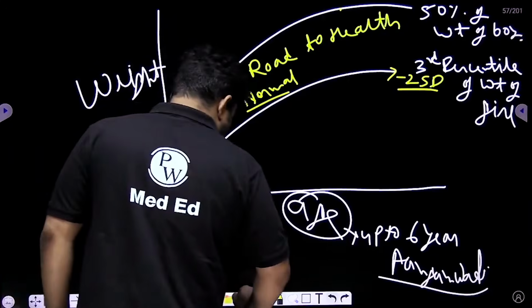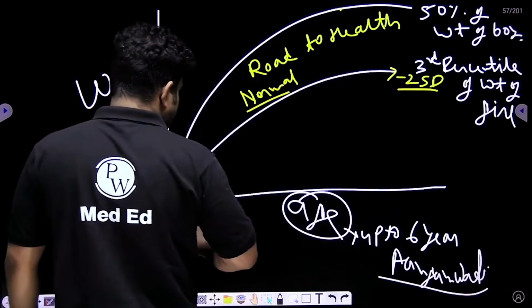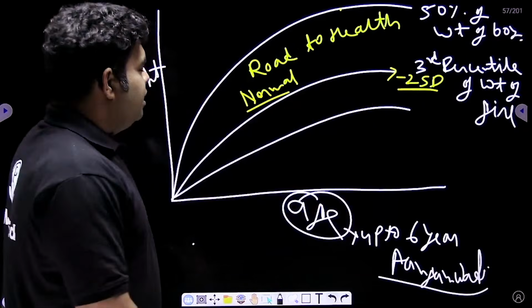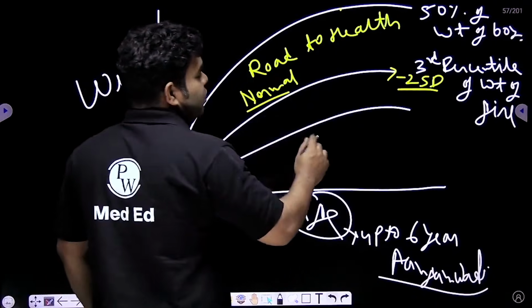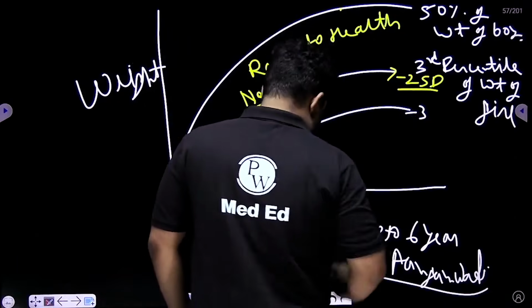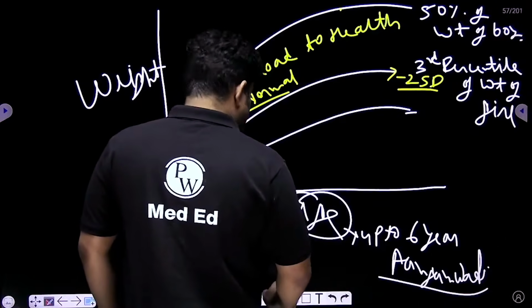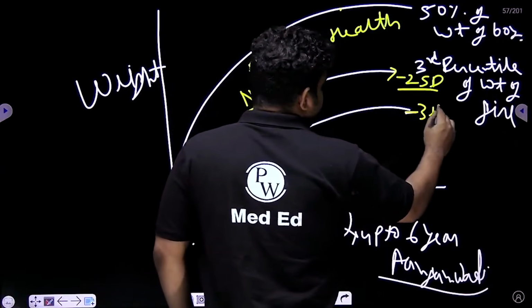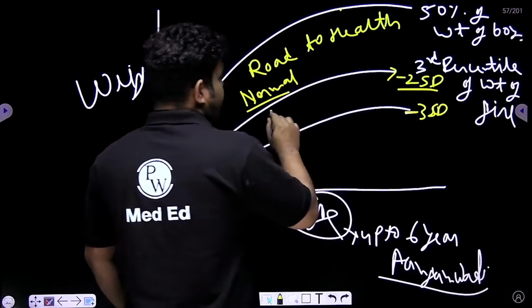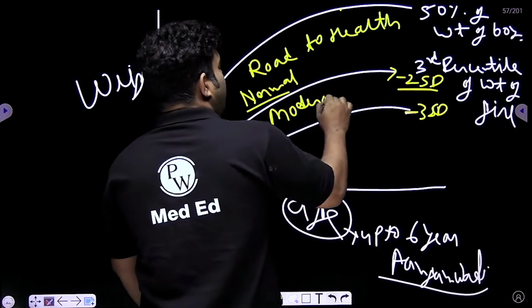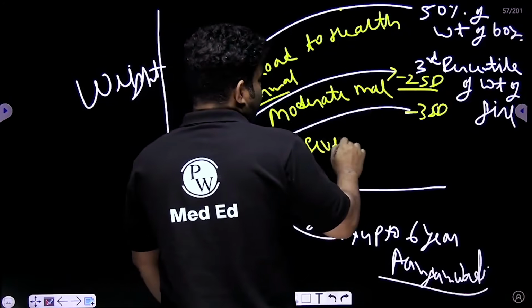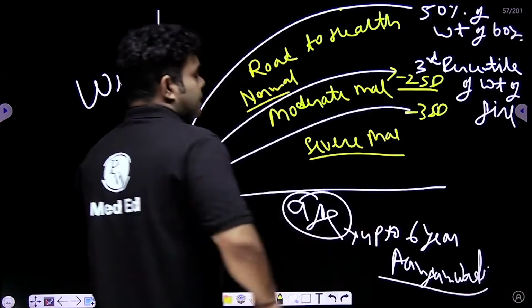If the growth, they have asked this question in NEET already, that if the growth is between second and third line, will you call it mild malnutrition or moderate? So between second and third, there is nothing like mild malnutrition. Between second and third standard deviation, you have moderate malnutrition. And if anyone is below -3, we call it severe malnutrition. Okay.